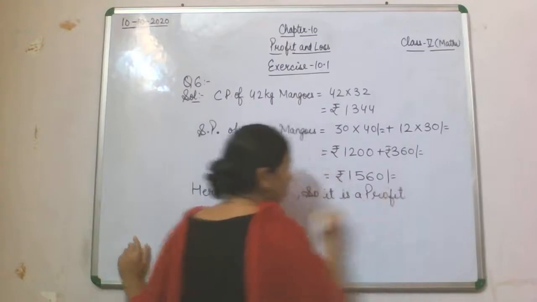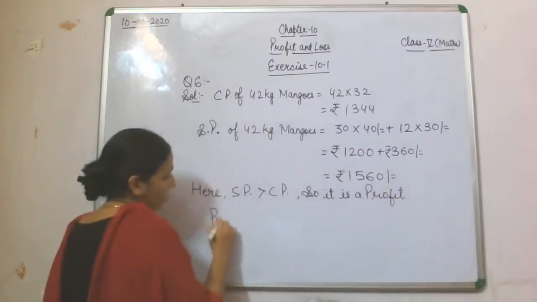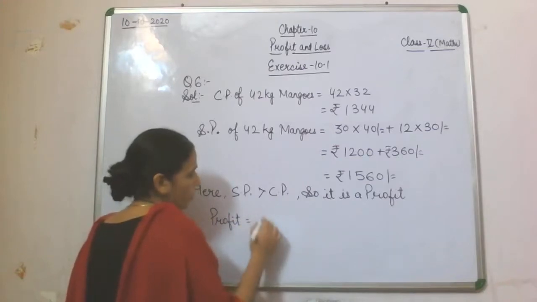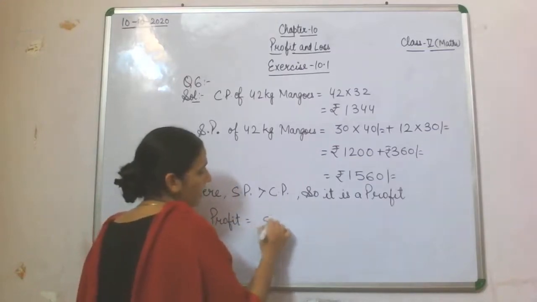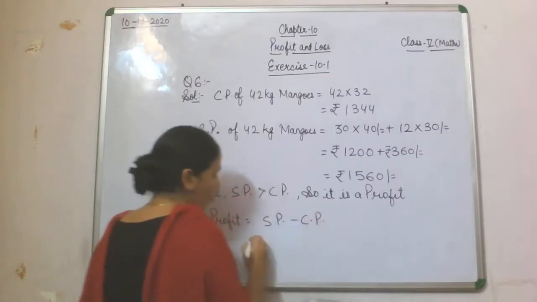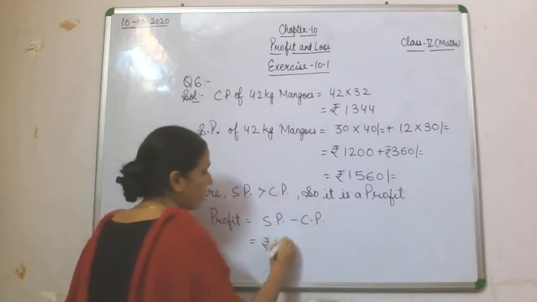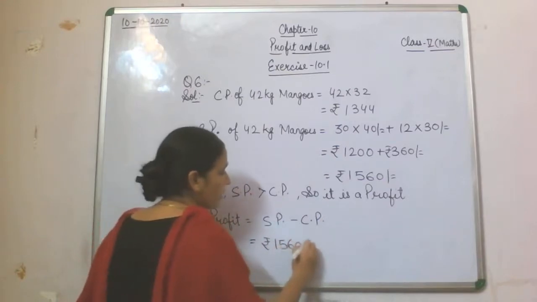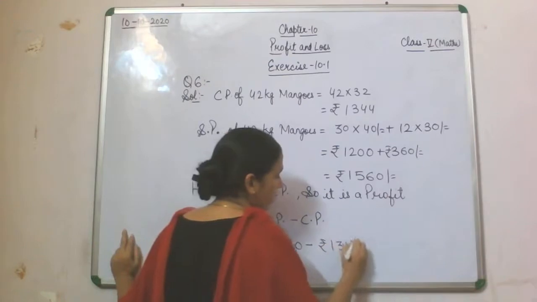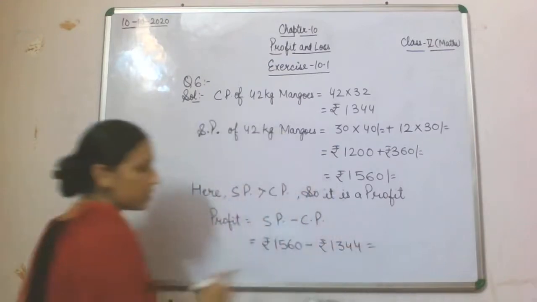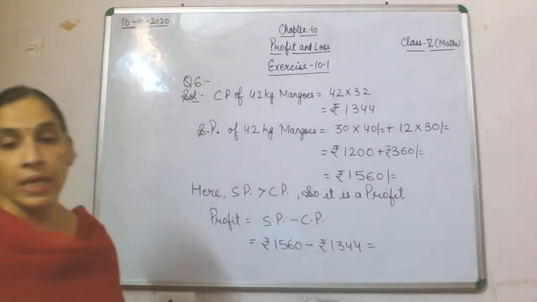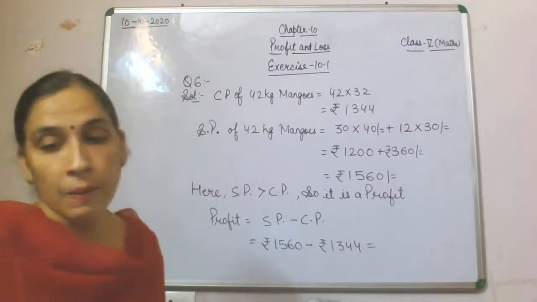So what is the formula for profit? Profit is equals to what? Selling price minus cost price. Do the subtraction here, rupees 1,560 minus rupees 1,344. Do the subtraction and you will be getting what profit that shopkeeper has made.